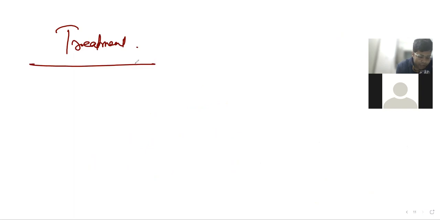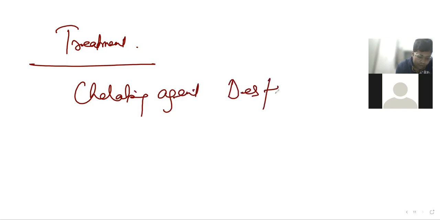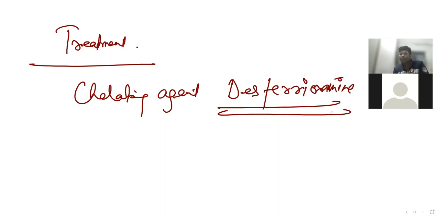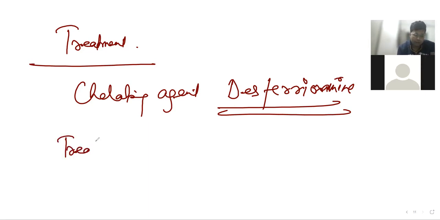Now coming to the treatment. Okay, treatment, we use chelating agent, that is desferrioxamine. Okay, we use the chelating agent desferrioxamine, but this is not the ultimate treatment. Okay, this is not the ultimate treatment. What is the treatment of choice? Treatment of choice is phlebotomy.